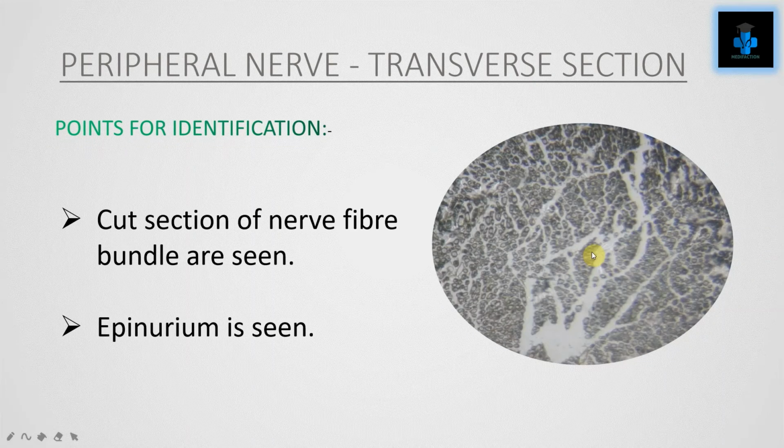Peripheral nerve, transverse section. Points for identification are cut sections of nerve fiber bundles are seen, and also epineurium is observed.